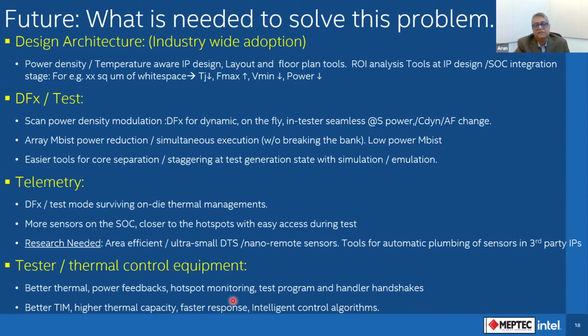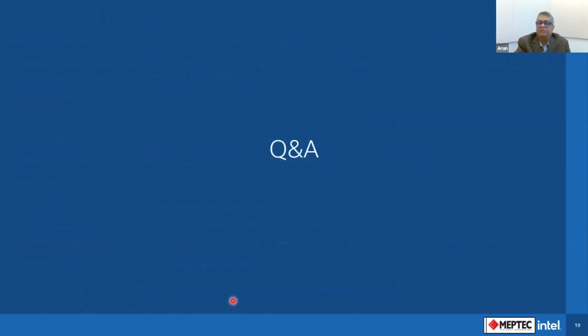Today's thermal solutions are, in my opinion, much, much slower compared to the silicon temperature increase. And it is an age of data, so I think we need to come up with intelligent algorithms, intelligent data analysis, and put all those things back into the thermal control equipment. With that, let me take some questions if we have time.